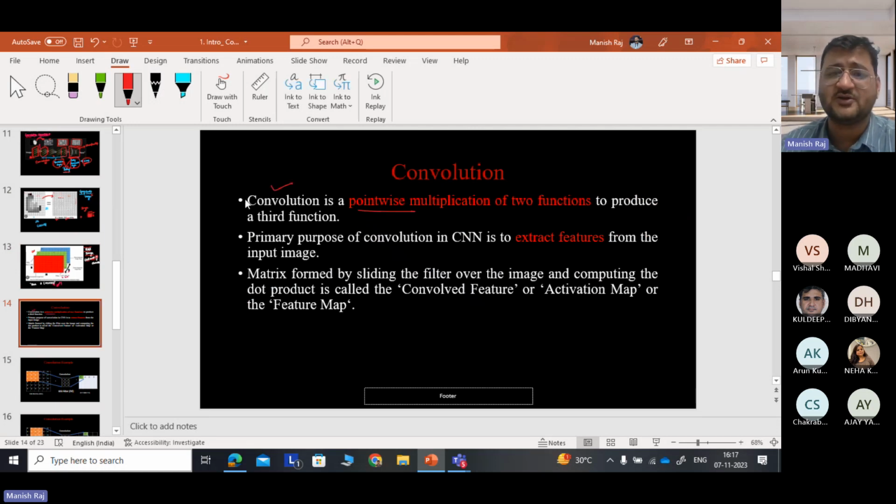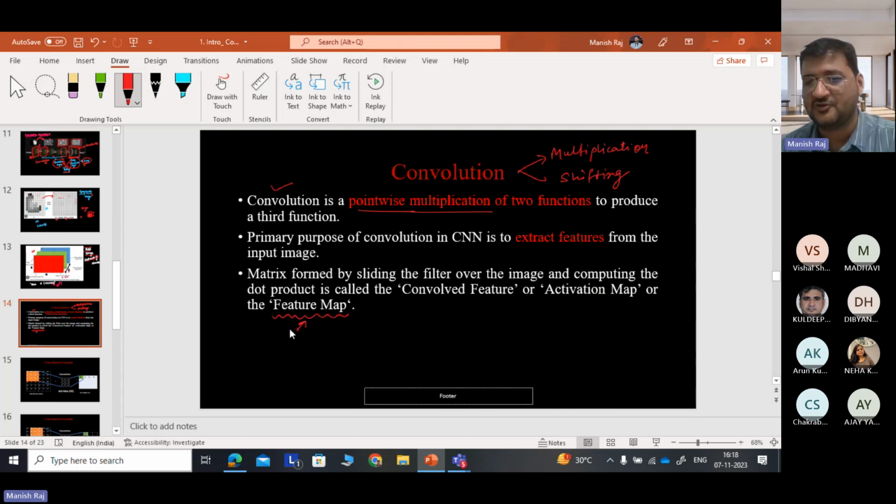I already told you, convolution is pointwise multiplication of two functions, and you shift that part. So convolution means the multiplication and then the shifting. You can understand this with images also. And after the convolution, if I am working with images, the output is called the feature map, or activation map, or the convolved features.